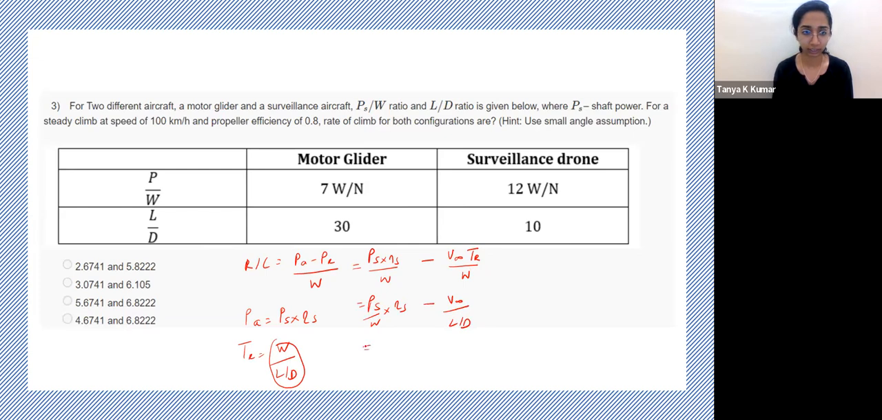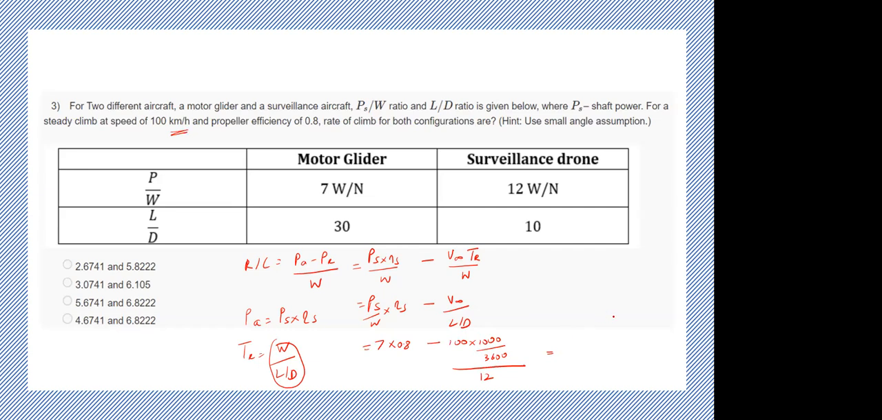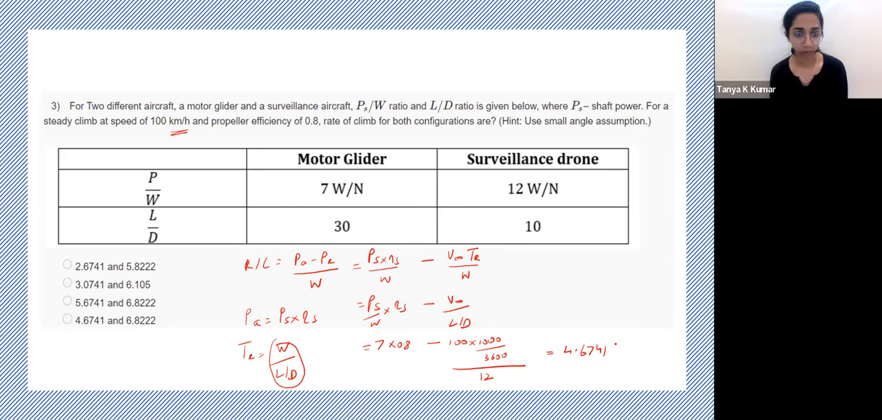So I'll just write these down. I'll do it for the first one. PS by W was 7. Efficiency is 0.8 minus V infinity. Here V infinity is given in kilometer per hour, so we need to convert it: 100 times 1000 by 3600, upon L by D, which is 12. How much was this value? Fourth option, ma'am. 4.67. Okay.